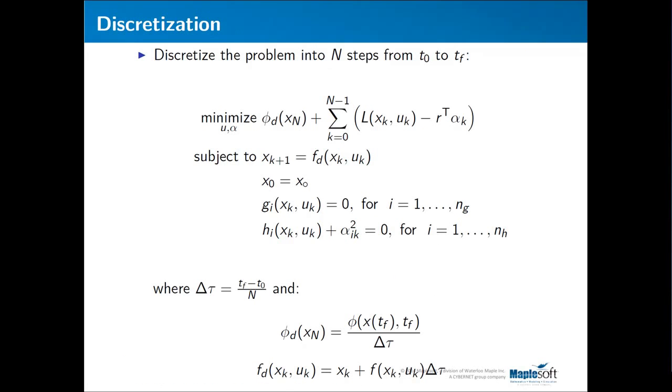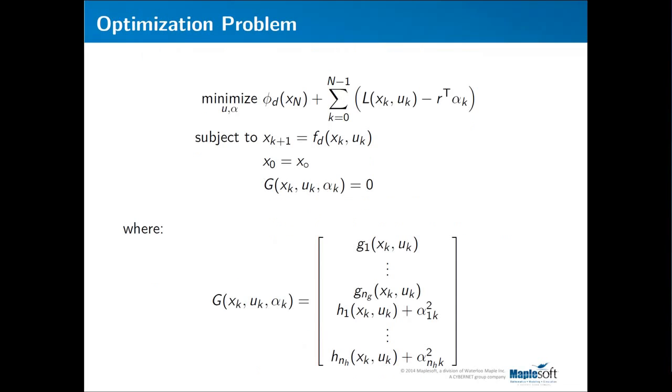Now, we discretize the problem into n time steps from T0 to Tf. The main things that change in the optimization problem are the cost for the final state, which is now defined as phi d, and also the system equations now written as difference equations. So phi d and fd are functions of delta tau, which is our time step. Now we can summarize the optimization problem as an optimization problem subject to only equality constraints, where we have put all the equality constraints into one vector called capital G.